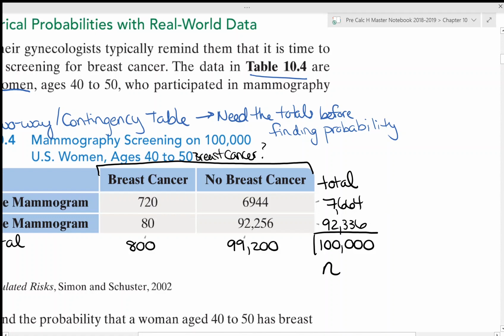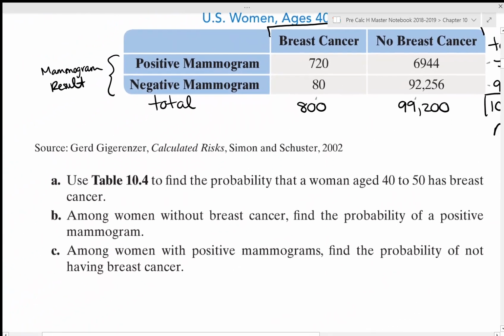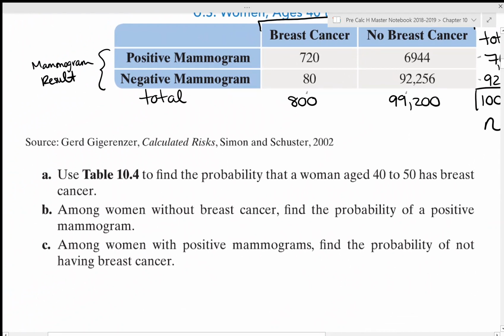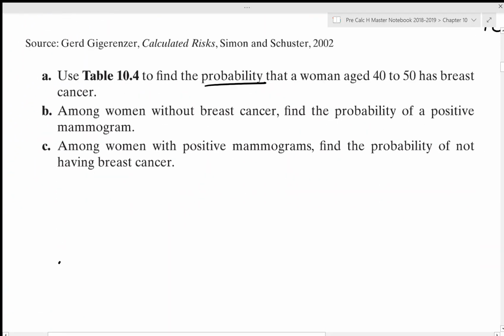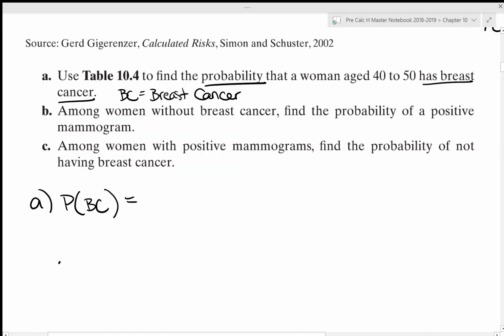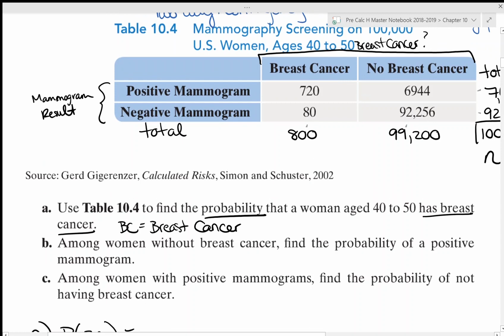Alright, so now that I have my totals, I can look into what I'm being asked. Use the table to find, for A, the probability that a woman, we only studied women, right, has breast cancer. So for A, I'm going to do probability of BC, breast cancer. You could have also done A equals breast cancer. I'm fine if you just use one letter. So what I'm going to see is how many people in all had breast cancer from the study. That would be the total of this column, 800.